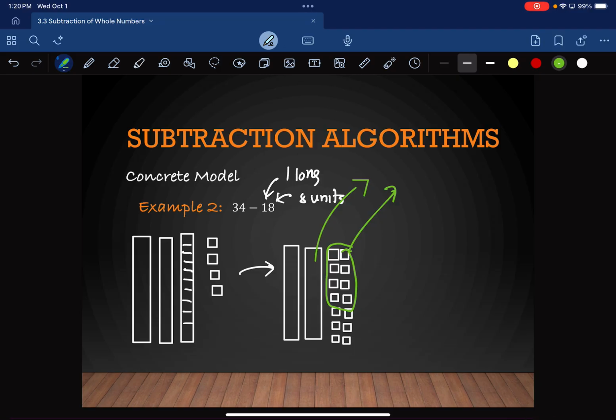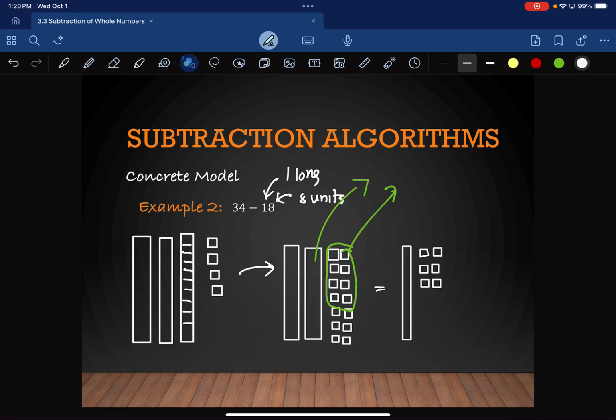And then the question is, what remains? Well, I know I have 1 long that remains. What else remains? How many? 6. There are 6 units. Okay. Trying to make my units look like squares and not circles. Okay, so this is the answer.